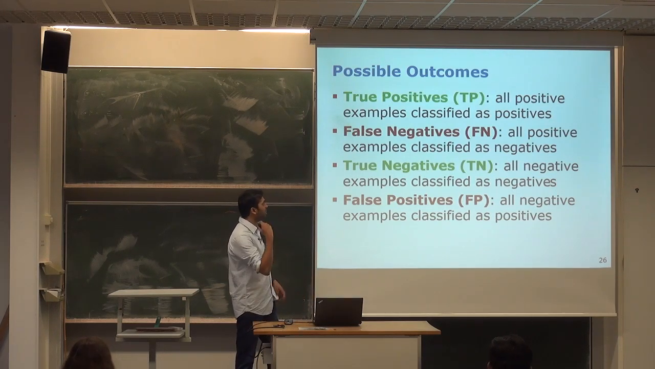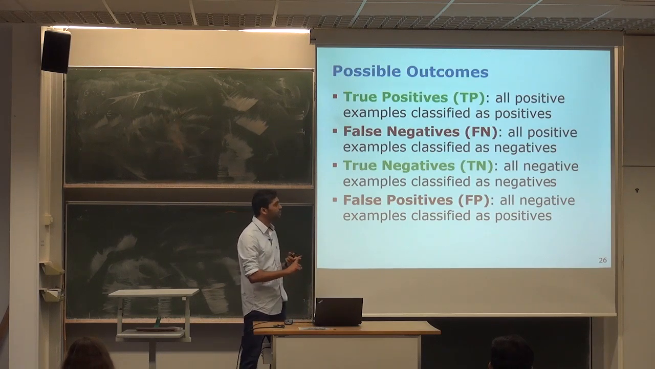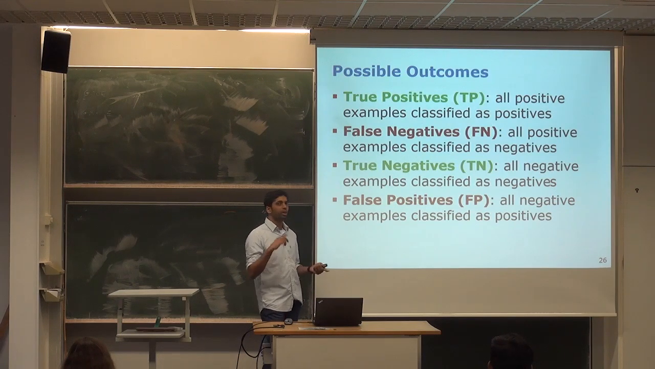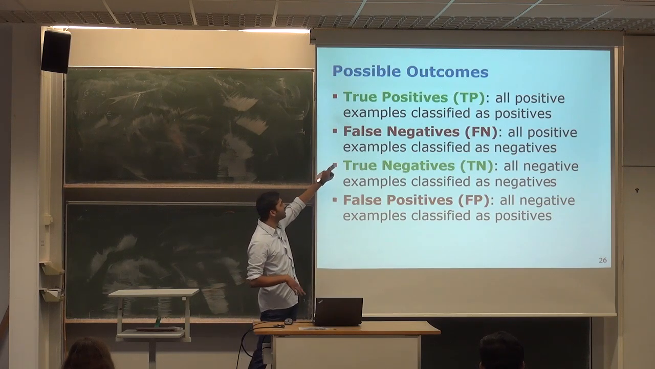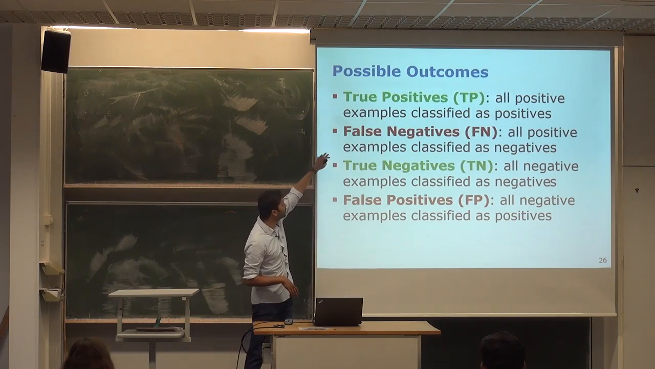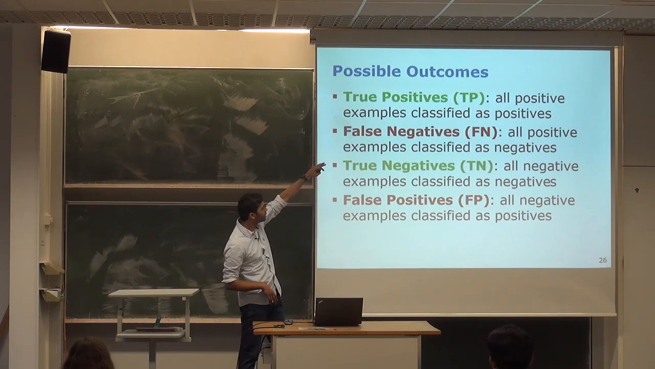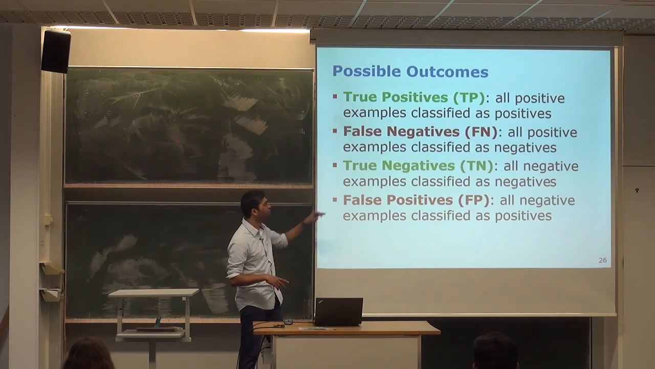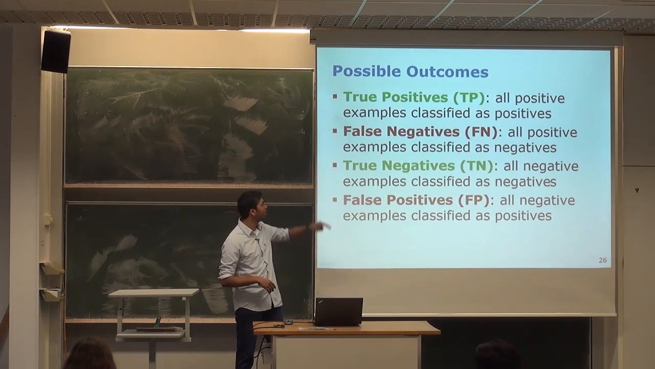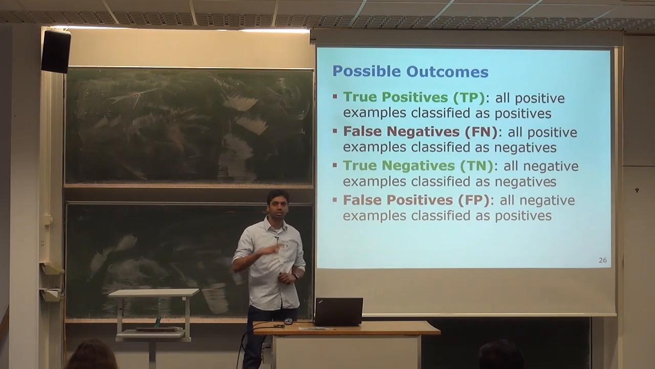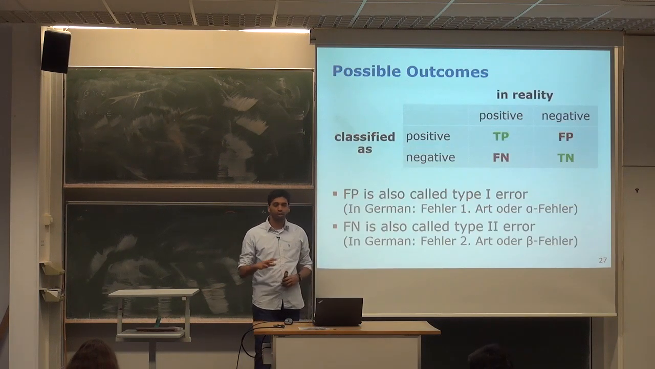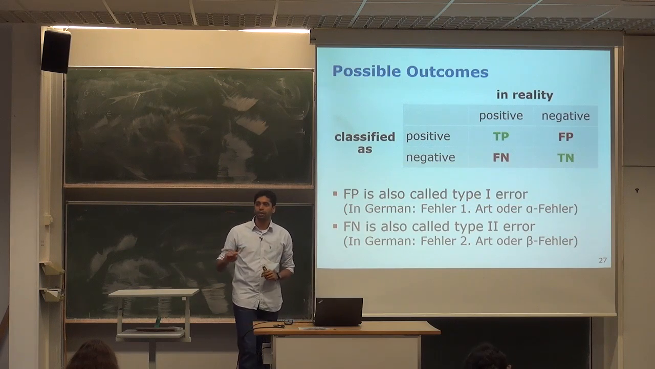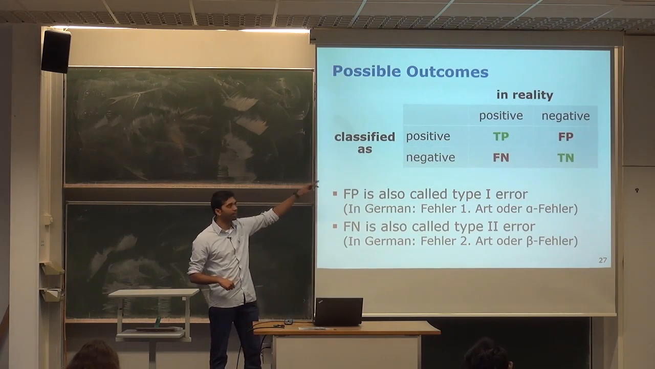Basically, true positives is where all positive examples are classified as positives. False negatives are where positive examples are classified as negatives. Ideally, we want to design a classifier which reduces the things in red here. The false negatives should be as low as possible, the false positives should be as low as possible, whereas the true negatives and the true positives should be as high as possible. So for a binary example, you can also arrange it in the following table.